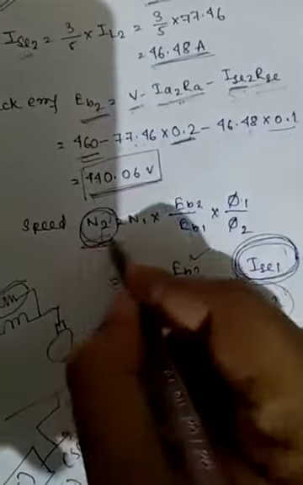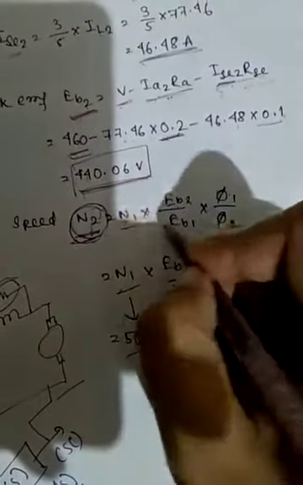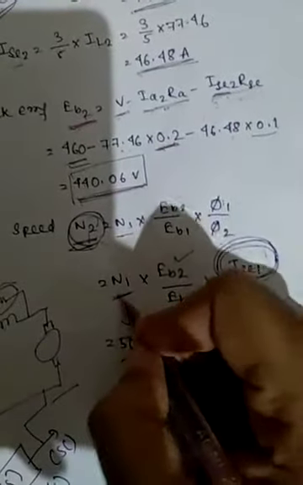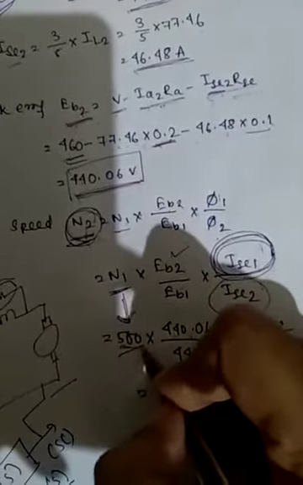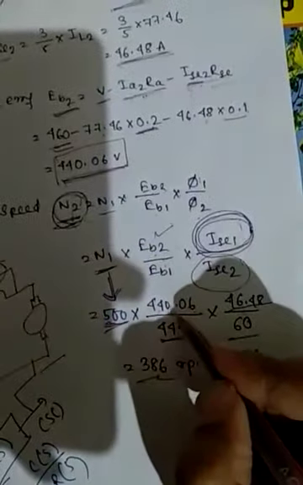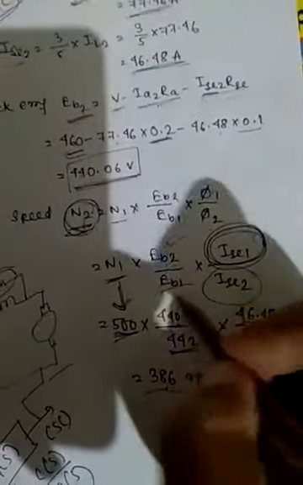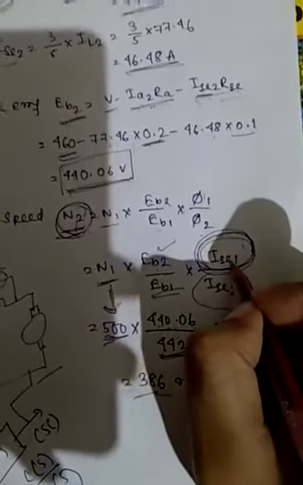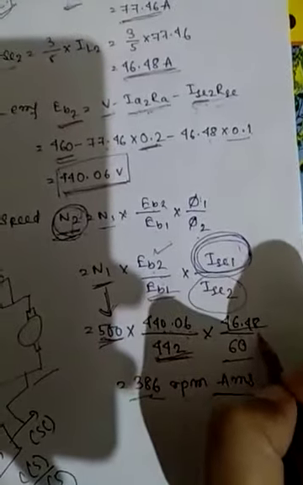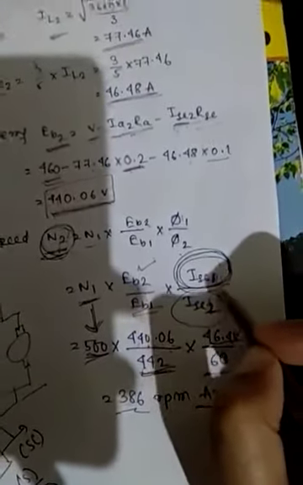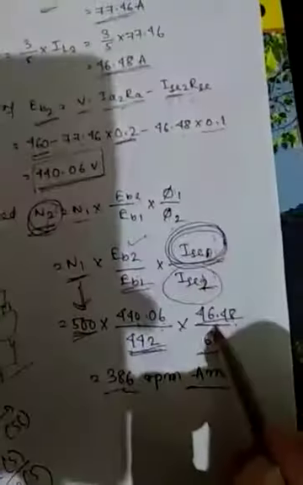So what will be the speed for the second case? Speed N2 should be N1 into EB2 divided by EB1 into phi 1 by phi 2. We know the speed for the first case is 500 rpm. EB2 for the second case is 440.06. EB1, the back EMF for the first case, is 442, into ISC2 by ISC1. ISC2, the field current, is 46.48.